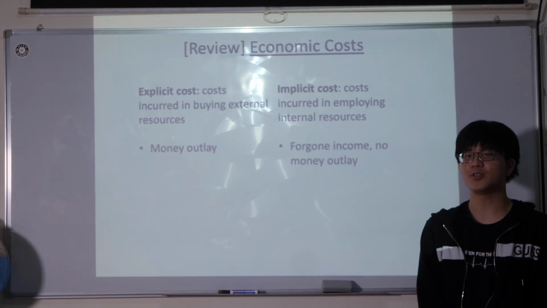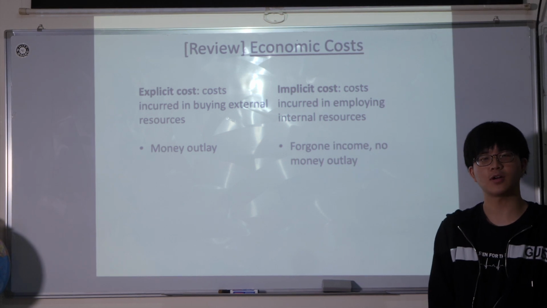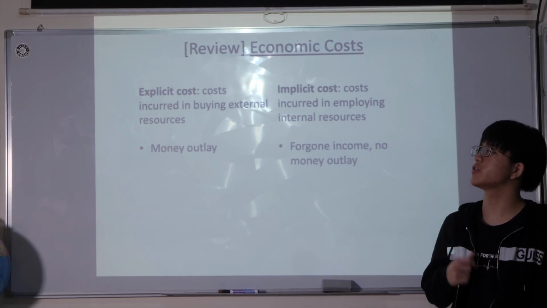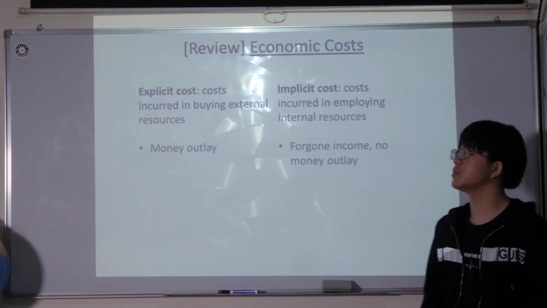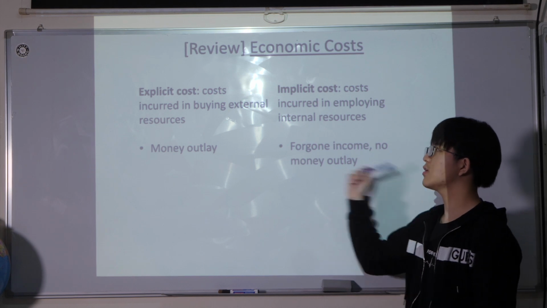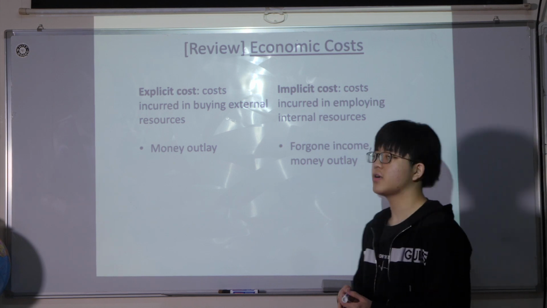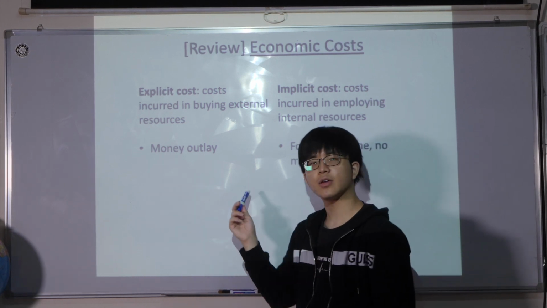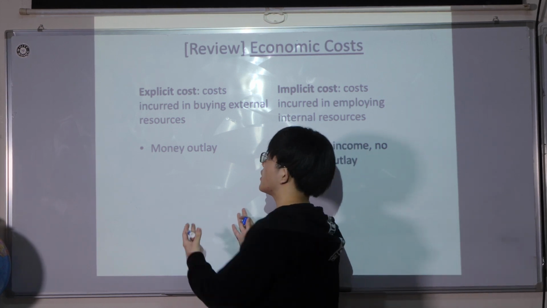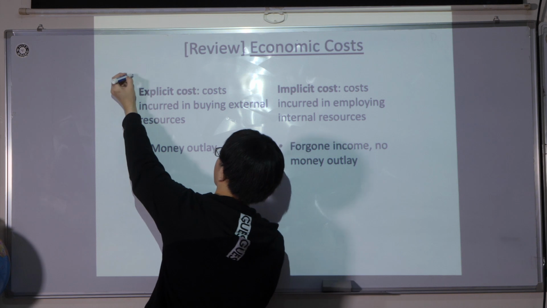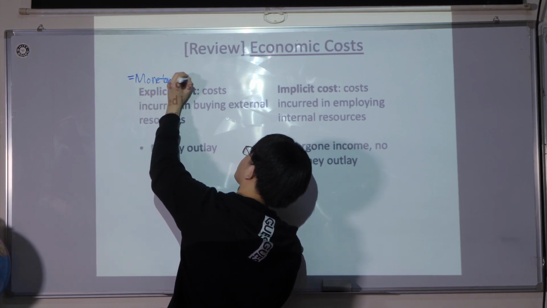So we will do some review about economic cost. We have covered this in the first section, production and cost. In there, we should have learned the difference between explicit and implicit cost. As I mentioned before, explicit cost is the cost that we usually think of in our minds. It is a money outlay, right? I prefer to call it monetary cost or explicit cost.